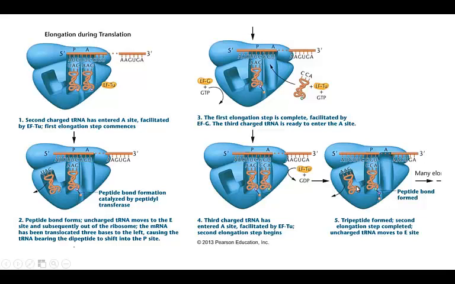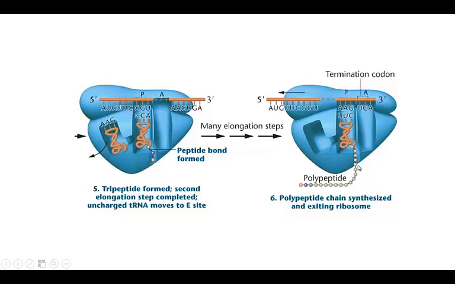After this happens, this one is empty. It is going to leave through the E site or exit site. Only 2 of these sites can be occupied at any one time. So once this one leaves, now the next one can come in, and you'll have many elongation steps, and so eventually your polypeptide chain can get quite long. Many proteins are going to be, I would say, the minimum that I would know of, maybe 50 kilodaltons. That's very, very small for a protein. Most proteins are going to be closer to maybe 300, 500, or even more.